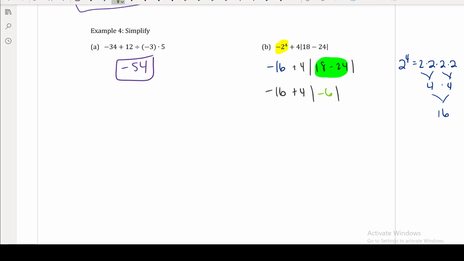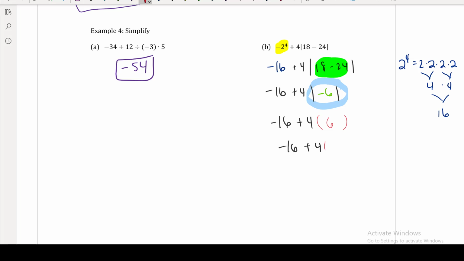So now what we want to do is deal with the absolute value. So I'm going to have a negative 16 plus 4. And this absolute value here is, well, it's 6, negative 6 from the 0 on the number line. So negative 6, what's the distance from 0? That's 6. So now what you have is a negative 16 plus 4.